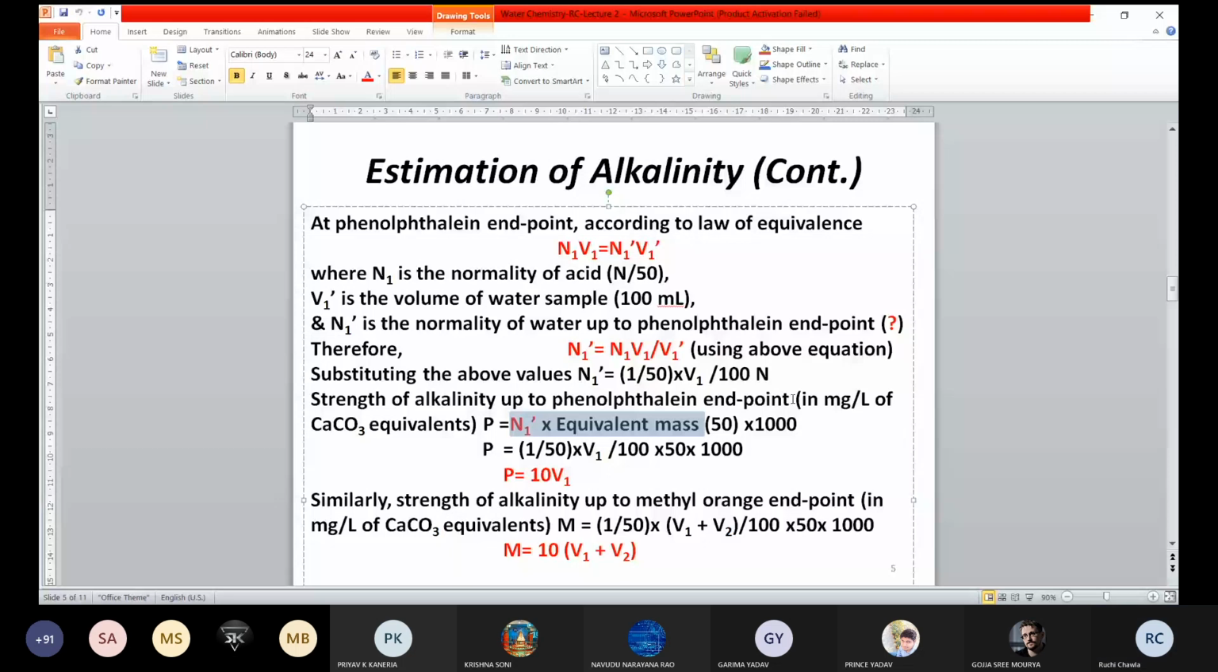Always you do that. And that is why, since you are expressing it in calcium carbonate equivalents, in place of equivalent mass, it is going to be the equivalent mass of calcium carbonate. How much is that? Equivalent mass of calcium carbonate. It's 50, ma'am. So in all the calculations, you will be using this as 50, because the results are expressed in milligram per liter of calcium carbonate.